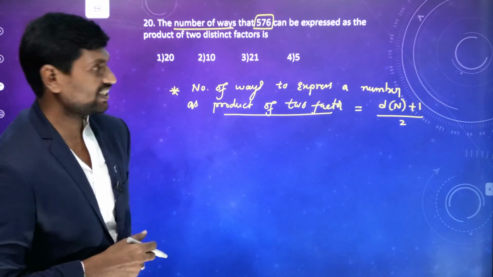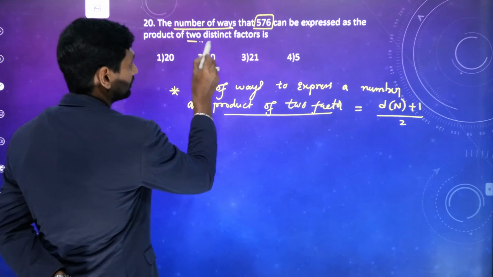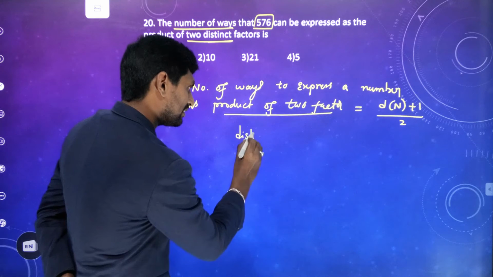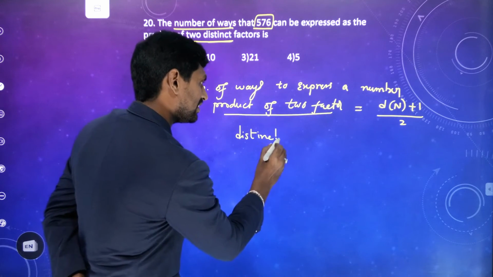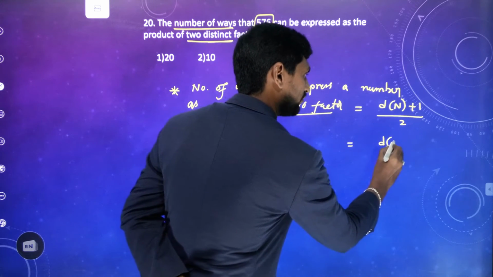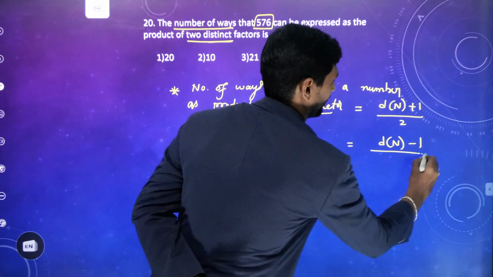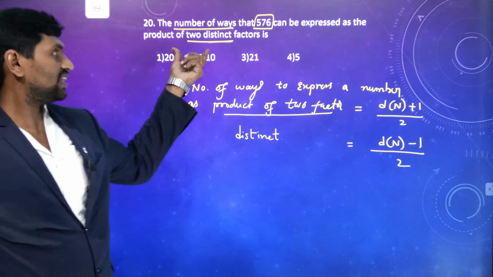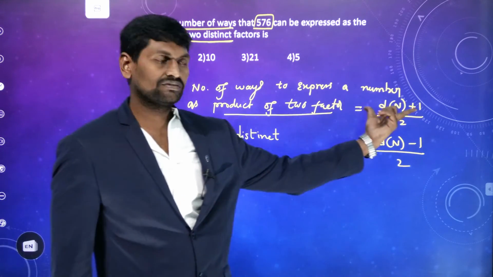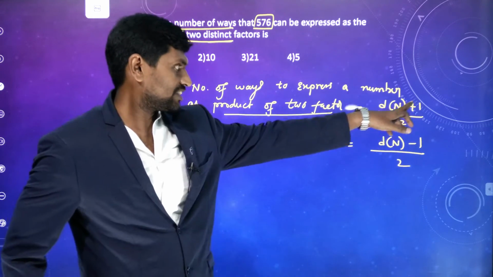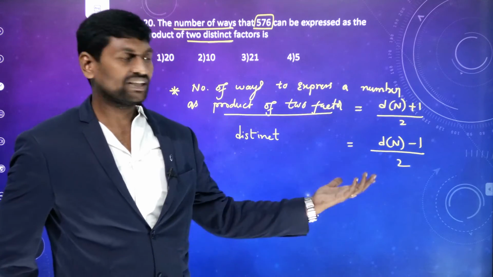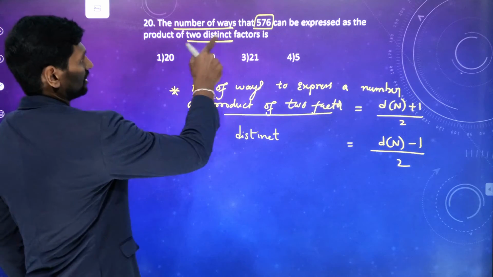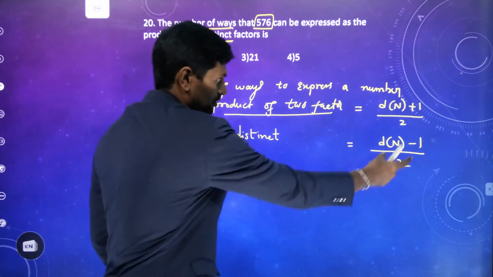One more formula is also there. Here it is given clearly two distinct factors. For distinct factors, there is a small change in the formula: number of factors minus 1 by 2. Directly asking about two factors is number of factors plus 1 by 2. Distinct factors means number of factors minus 1 by 2. So the question is asking about two distinct factors, and we have to use this formula.